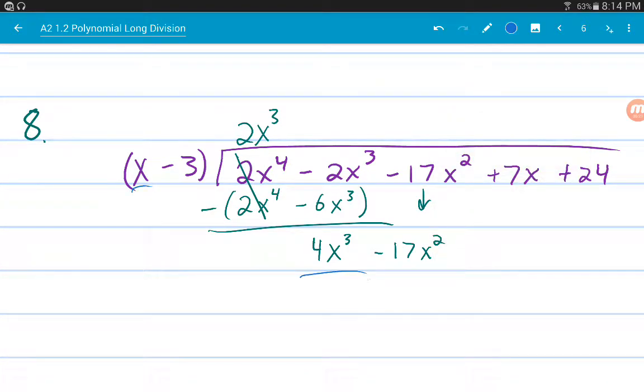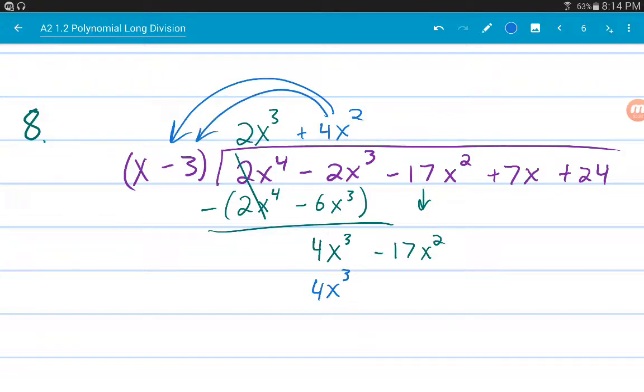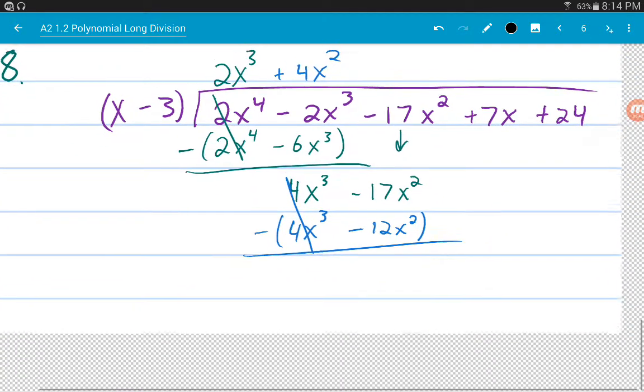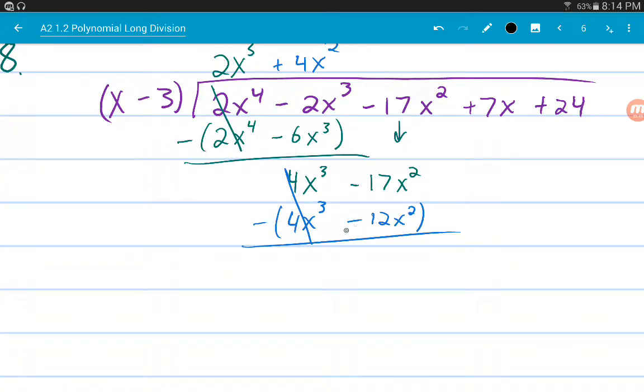X goes into 4x cubed a positive 4x squared times. I know that because 4x squared times x is 4x cubed. Then 4x squared times negative 3 is going to be negative 12x squared. Parentheses and subtract. The 4x cubes cross out. That's how I know that I was right in the previous step. Now, minus a minus is plus. So negative 17 plus 12 is going to be negative 5x squared. And then we bring down the next term, the plus 7x.